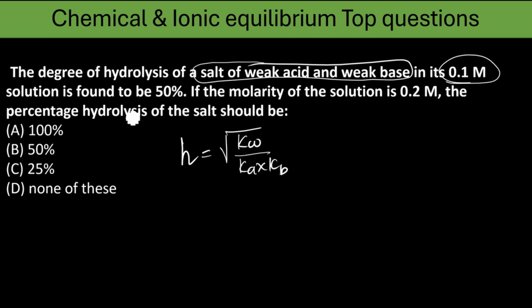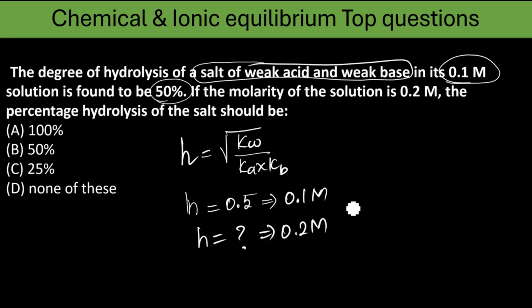First of all, the 0.1 molar solution is found to be 50%. So for 0.1 molar, h will become 50%, which is 0.5. What is h for 0.2 molar concentration? That we have to find. That is the overall question. Since h is independent of the concentration of this type of salt, it would be the same. It can be 0.2, 0.3 or 0.4, whatever the concentration, h will be the same. So h will be 50% again.